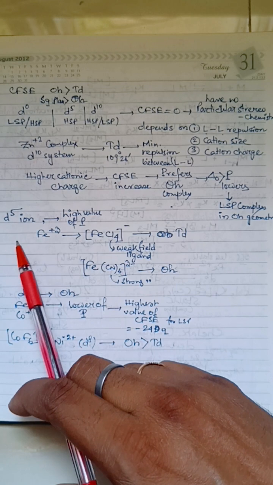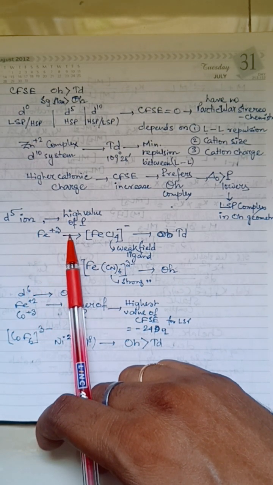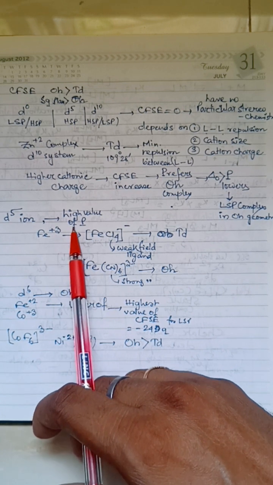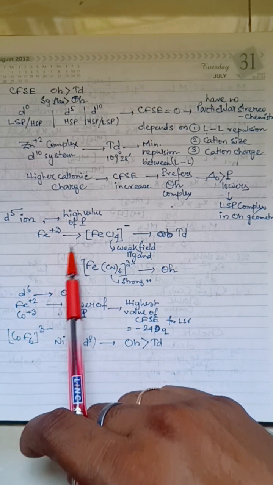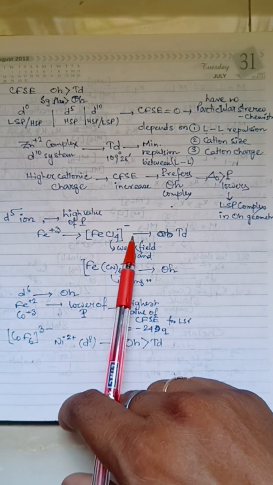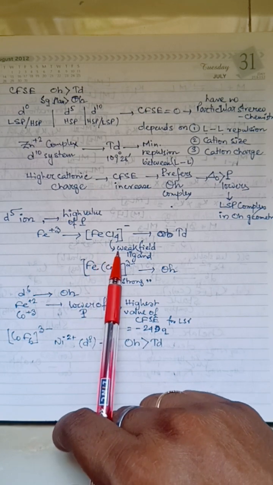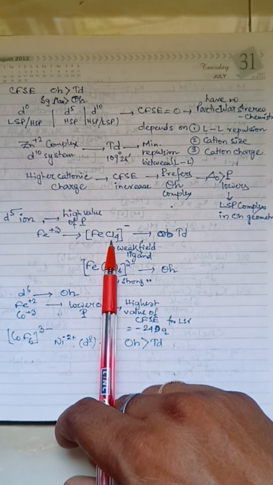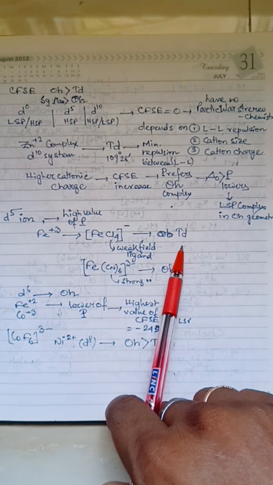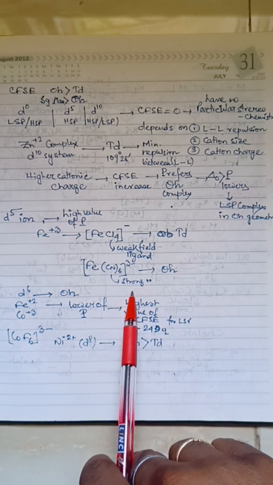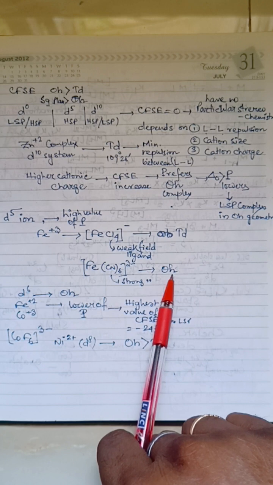Now the d5 ion, with high spin or low spin. In the high spin case, that is a high value of pairing energy, the d5 system is like the Fe3 plus ion. In the FeCl4 minus complex, where we get four weak field ligands like halide ions, it forms a tetrahedral complex. But in the presence of a strong field ligand like cyanide, it forms an octahedral complex.